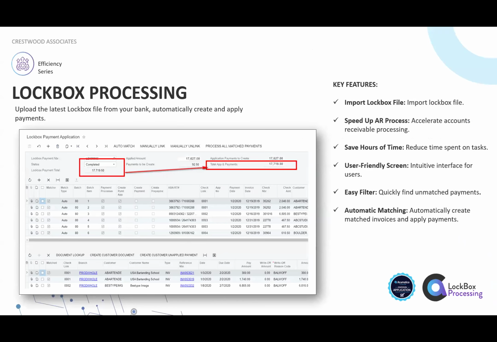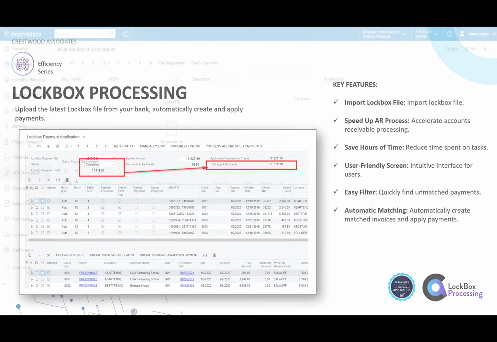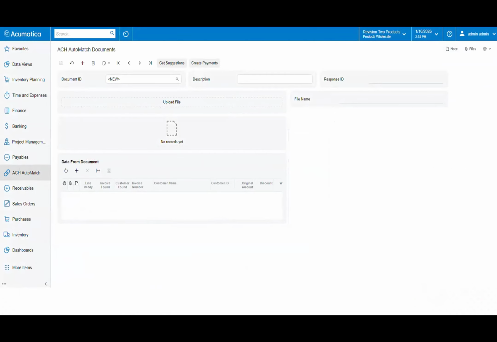We've had lockbox processing for quite some time, and we still have plenty of clients using this solution. However, as most of you probably know, paper check payments are definitely on the back nine at this point, and more companies are moving towards ACH payments to become more efficient in their payment processing. ACH Auto Match was designed for this.